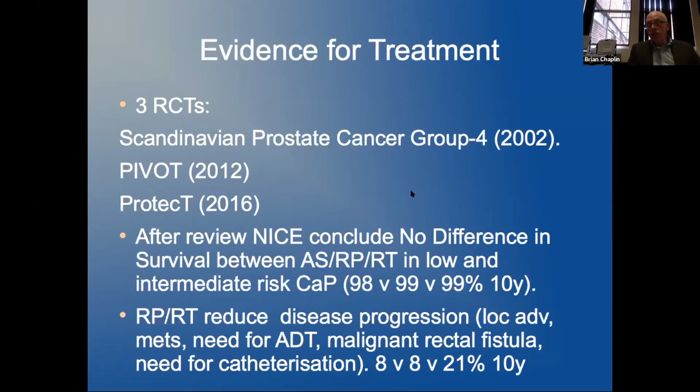That didn't show any difference at all in prostate cancer mortality and overall mortality between active surveillance, radical prostatectomy, and radical radiotherapy in those patients with low risk and intermediate risk tumors. It did, however, show that radical prostatectomy and radical radiotherapy does reduce disease progression, and disease progression was defined as progression to locally advanced tumors, local metastases, a need for hormones, developing malignant rectal fistulae, and a need for catheterization.